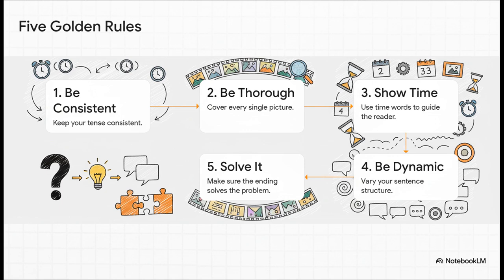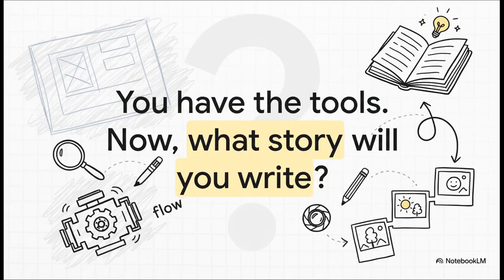3. Use those time words to guide your reader. 4. Mix up your sentences. Keep things interesting. And finally, number 5, make sure your ending actually solves the problem from the story. So there you have it. You have the blueprint for structure, you have the engine to create flow, and you have the tools to make your writing shine. You've got everything you need. The only question left is, what story are you going to write?